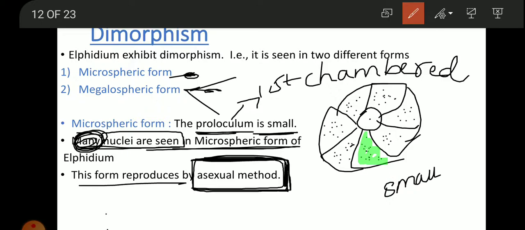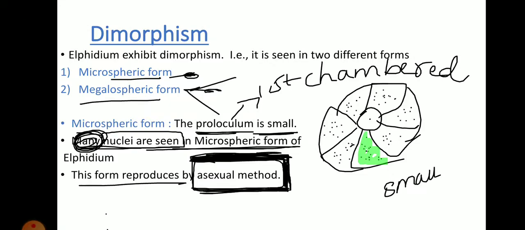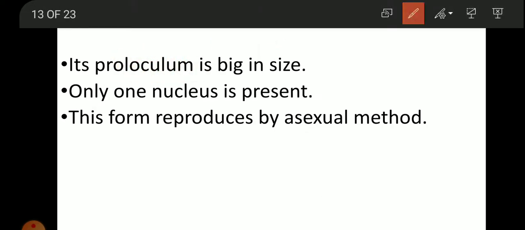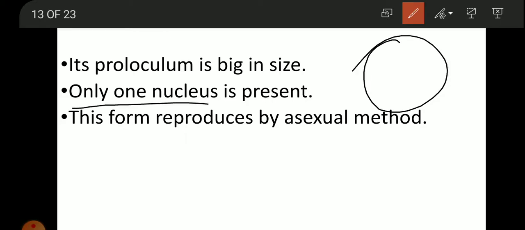The major differentiating thing between the microspheric form and the megalospheric form is that in the microspheric form we see asexual reproduction and in the megalospheric form we see sexual reproduction. If we talk about the megalospheric form, the proloculum is big in size. The first formed chamber will be large in size. Only one nucleus is present.